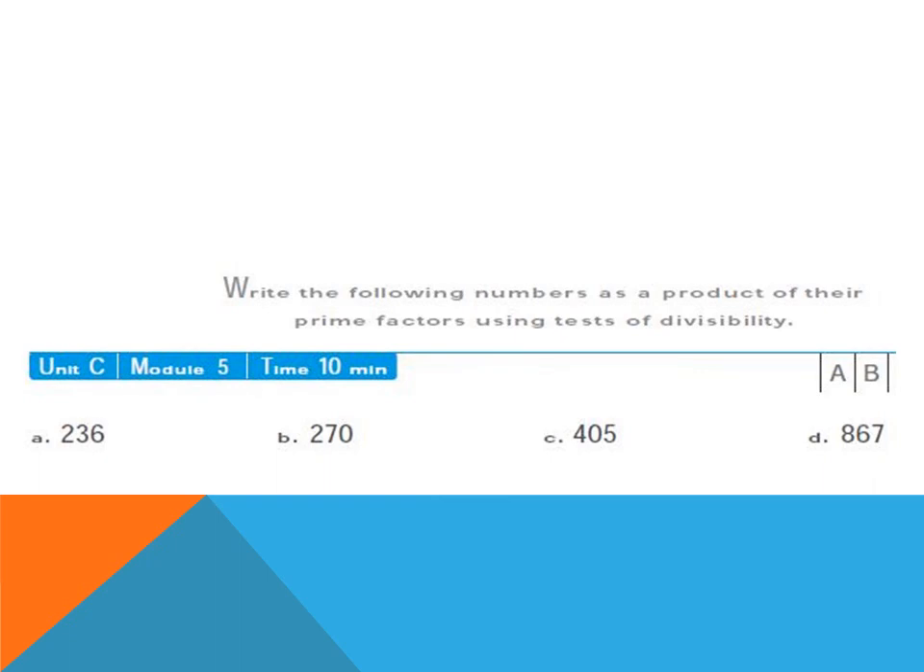Module number 5. Write the following numbers as a product of their prime factors using tests of divisibility. Here you have to do that LCM type of method that you have to do here. So pause the video for 10 minutes. Try to solve all the 4 problems.